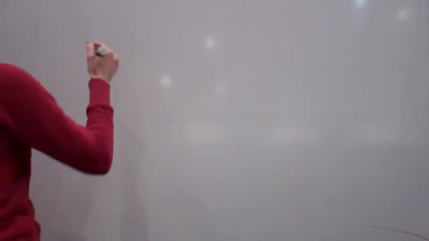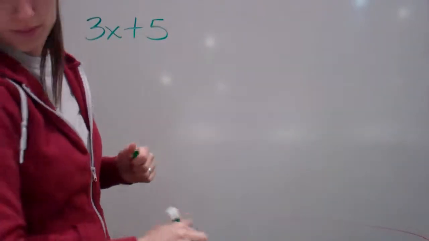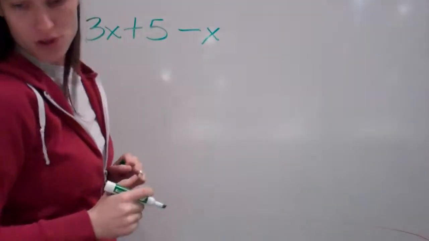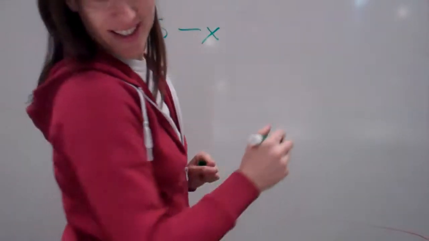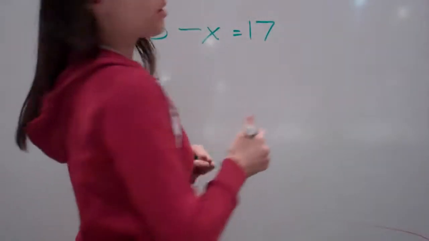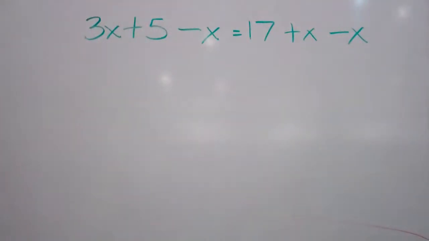Okay, so here's the problem they give me. 3x plus 5 minus x equals 17 plus x minus x. Okay. Does everybody see my equation?